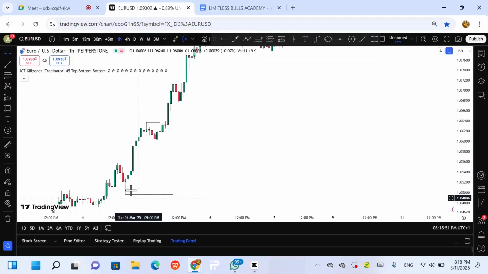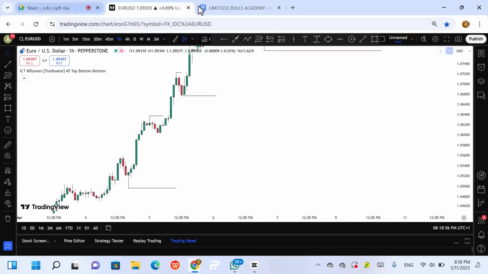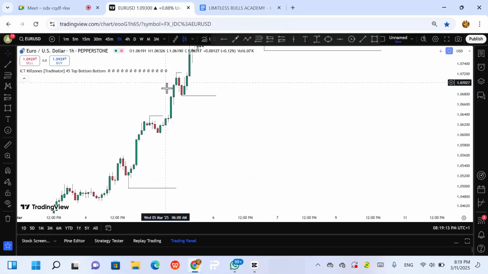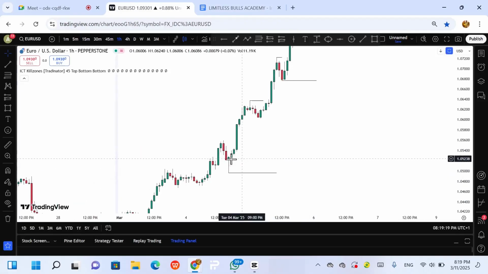If you should see the swing high being formed, what do we say is a swing high? Okay, from this manual we say a swing high is a peak where price reverses downward. Swing highs and lows are key points on a price chart where the market changes direction. Looking at this chart now, we can see this swing low, and after this swing low was formed, the market changed direction.